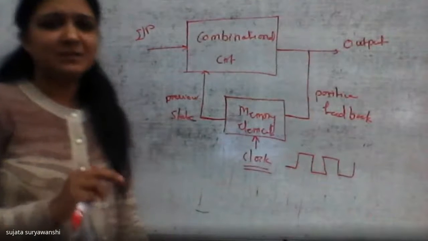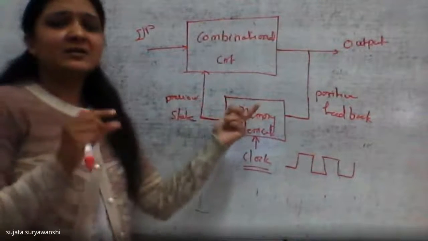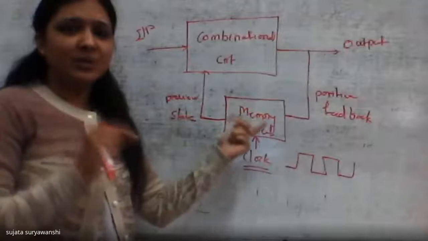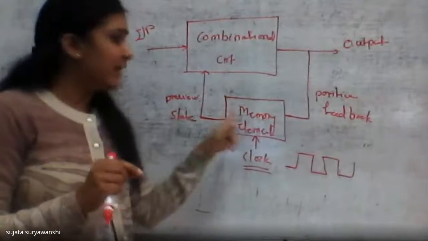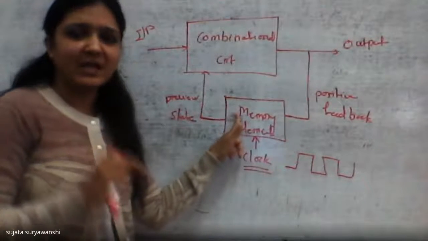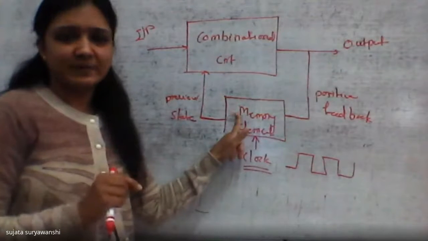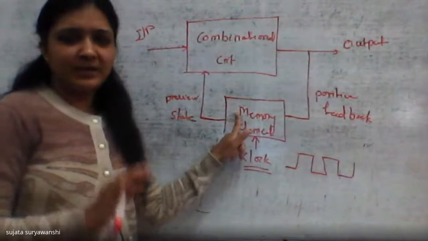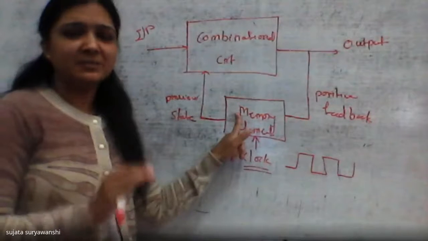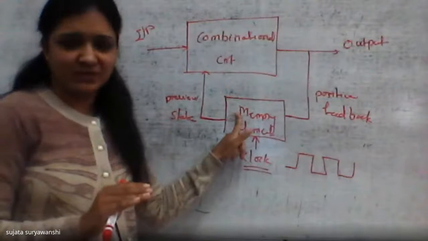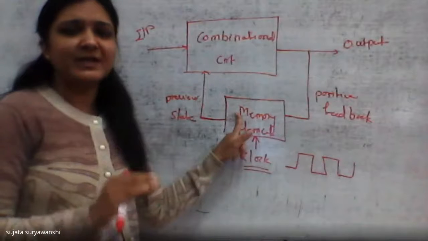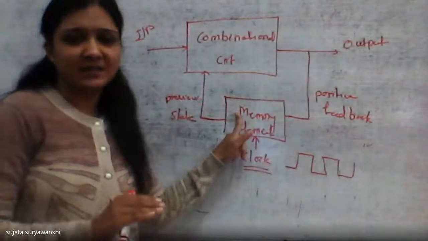The present state means what? The data stored at any given instant. The data stored by the memory element at any given instant of time is called the present state data. Understood?